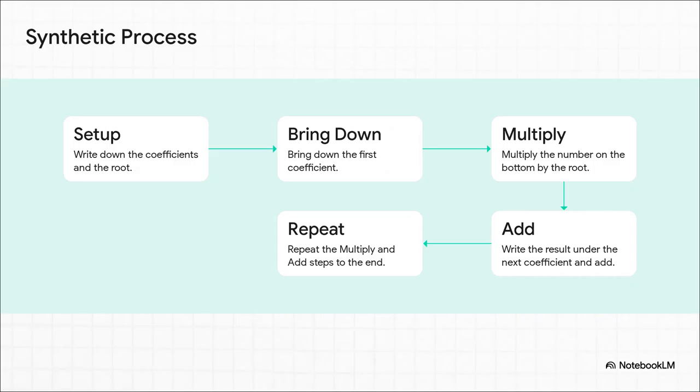And the process is so much more streamlined. Once you set it up, you just bring down that first number. From there, it's just a simple 2-step dance. You multiply, and then you add. Multiply, add. Multiply, add. All the way to the end. Way easier than the 4-step process, right?